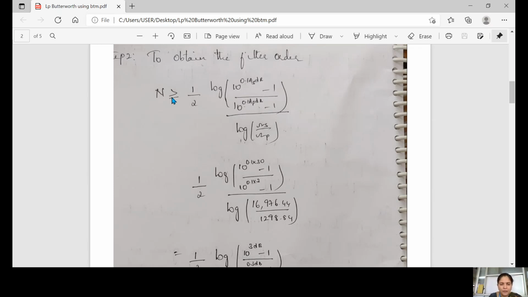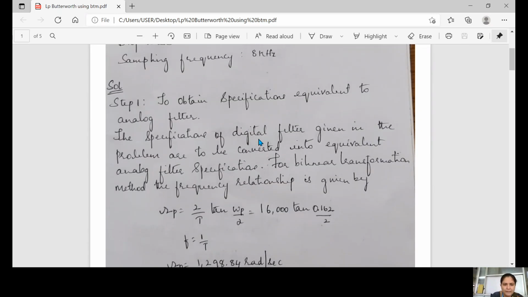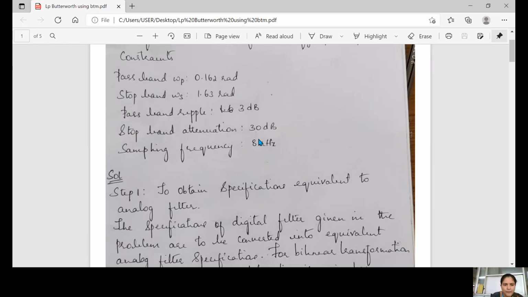That is nothing but N. We know the formula: N should be greater than or equal to 1 by 2 log of (10 to the power of 0.1 AS, which is in decibels, minus 1) divided by (10 to the power of 0.1 AP, which is in decibels, minus 1), divided by log of Ωs by Ωp. They have given AP and AS. AP is the pass band ripple, and this is AS, the stop band attenuation.